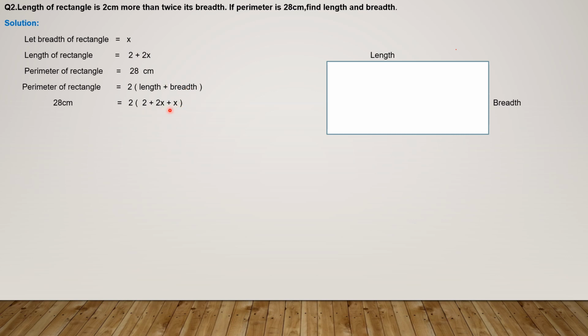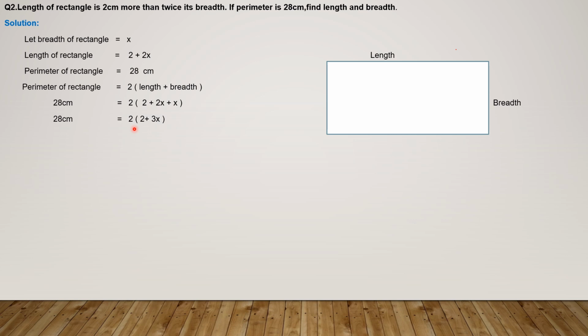Now students, simplify your bracket. Inside bracket we have 2x and plus x. These are the like terms. We can solve them. 2x plus x, we will get 3x. So 2 plus 3x, and outside we have 2. Now you know very well, we have learned how to solve linear equation in exercise 9.1. How will we solve this linear equation? How will we find value of x from this equation?